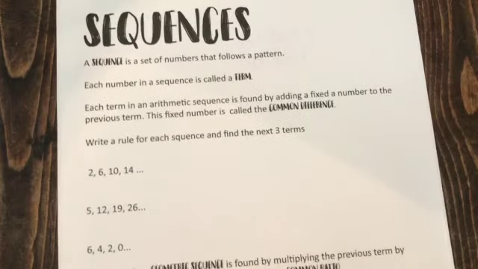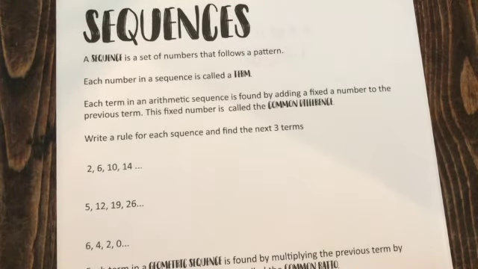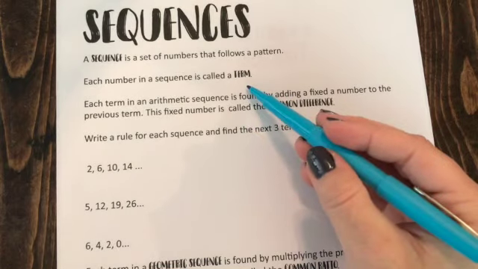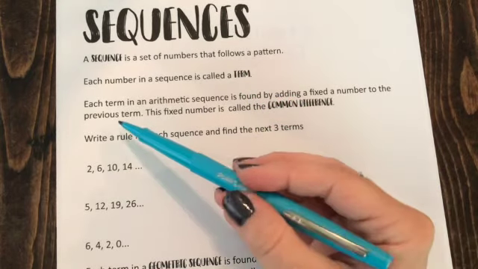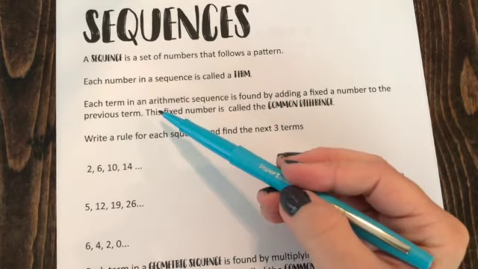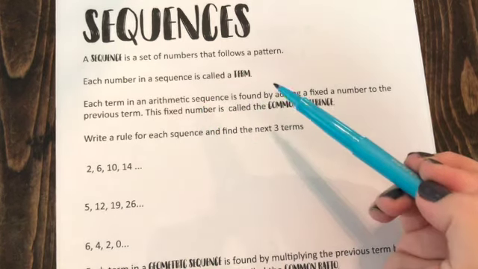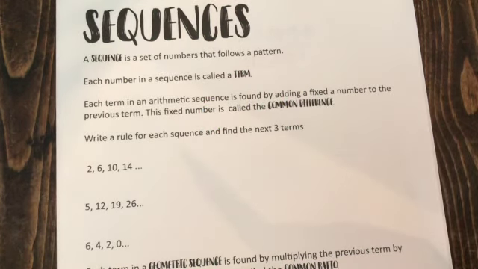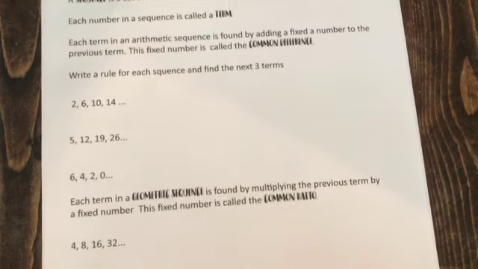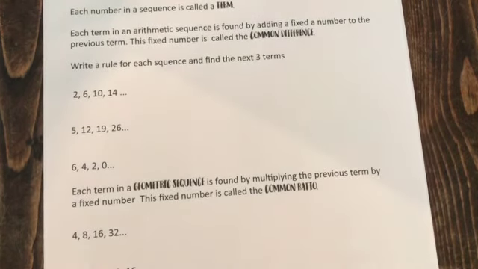Okay, what we are talking about today are sequences. A sequence is a set of numbers that follows a pattern, and each number in a sequence is called a term. So it says each term in an arithmetic sequence is found by adding a fixed number to the previous term, and that fixed number is called the common difference. Okay, so it says write a rule for each sequence and then find the next three terms.